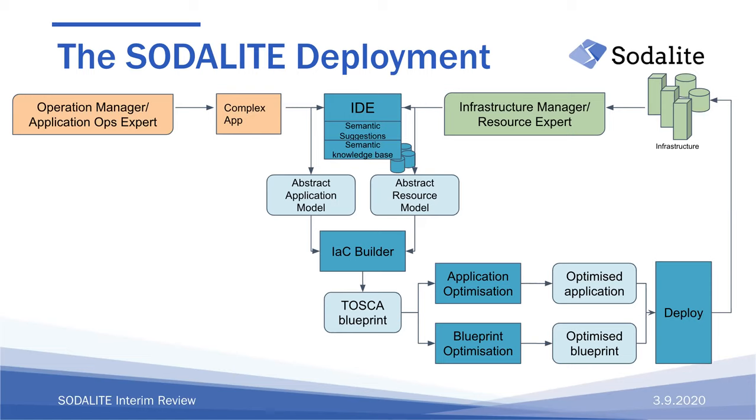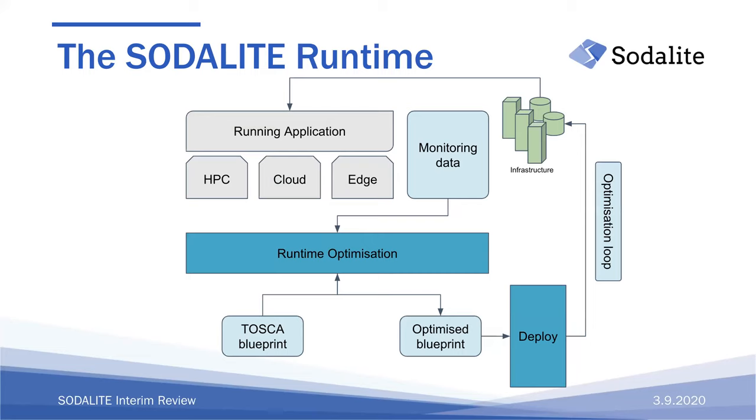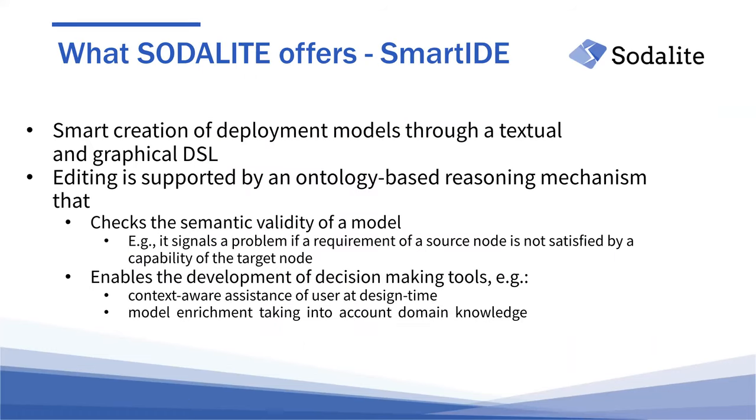We have some optimization mechanisms that are especially suited for the case in which some parts of the application need to be deployed on HPC. And then we have the deployment step. And at runtime, of course, we have the monitoring step and the runtime optimization, and we enter into a loop that allows us to improve the execution of the application. As you will see later on, we actually have two different types of runtime optimization loops. I will go into this in a minute.